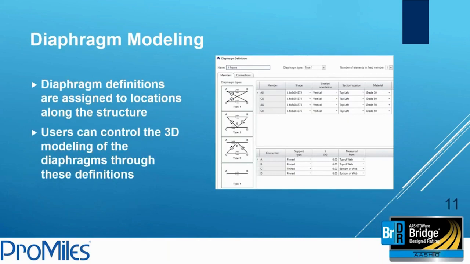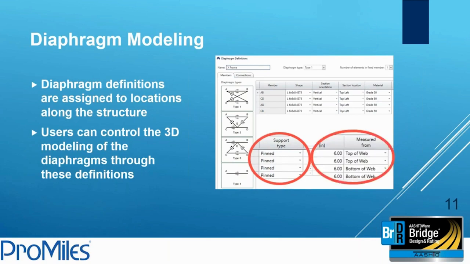This is a sample window. This window shows the user input for a diaphragm definition, which gets assigned in the framing plan window, and the diaphragm definition controls how a certain cross frame or diaphragm is modeled for 3D FEM. The support type defines the end condition for the diaphragms, and this input here defines where the diaphragm is attached to the web of the girder.